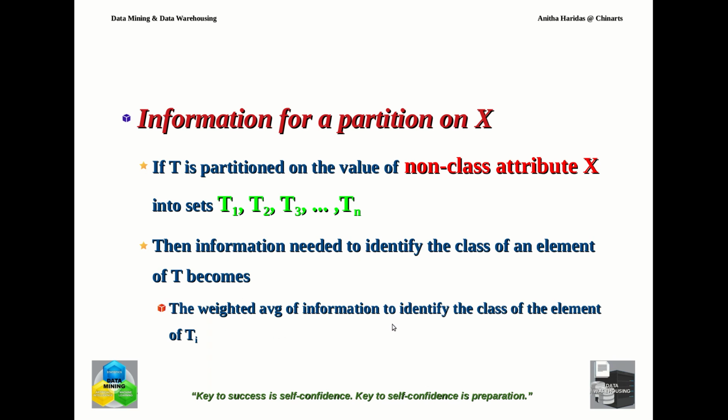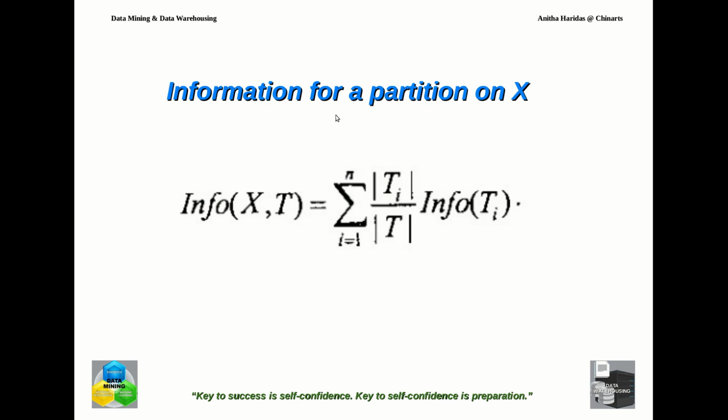The weighted average information to identify the class of the element of Ti. This is the information for a partition on a particular attribute called X. Let us see what is the formula for that. So the information for a partition on a non-class attribute X is denoted like this: info of X comma T. Then we are going to find the summation of info of each partition Ti multiplied with its probability value.